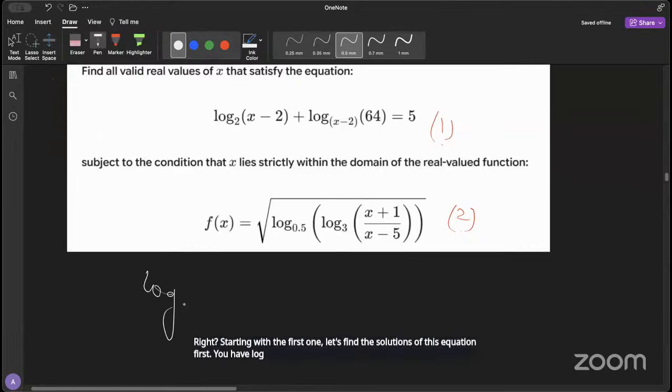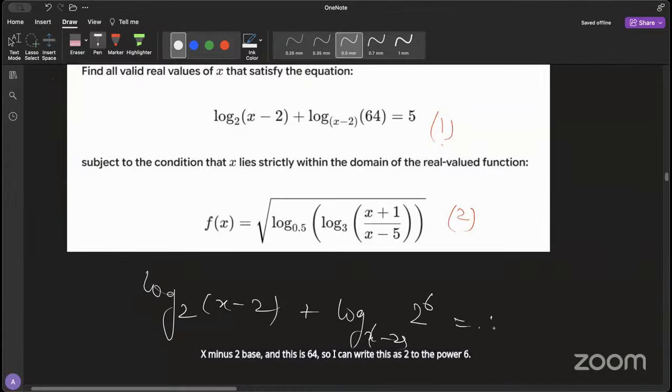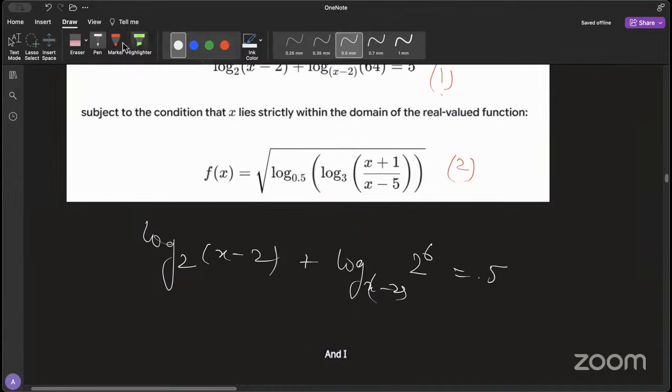You have log base 2, x minus 2, and here you have log x minus 2 base, and this is 64, so I can write this as 2 to the power 6. And I can take the 6 out. So this will give me this thing, right?